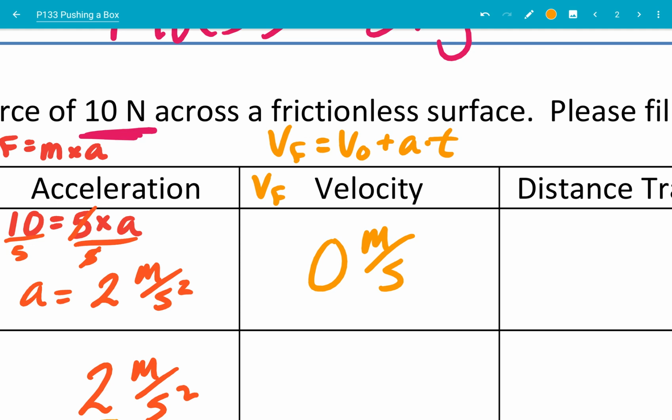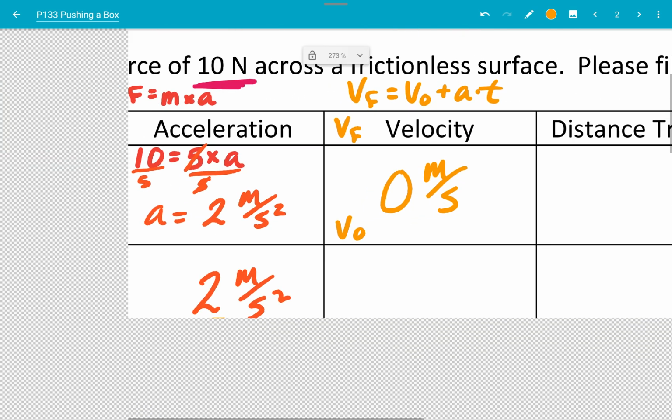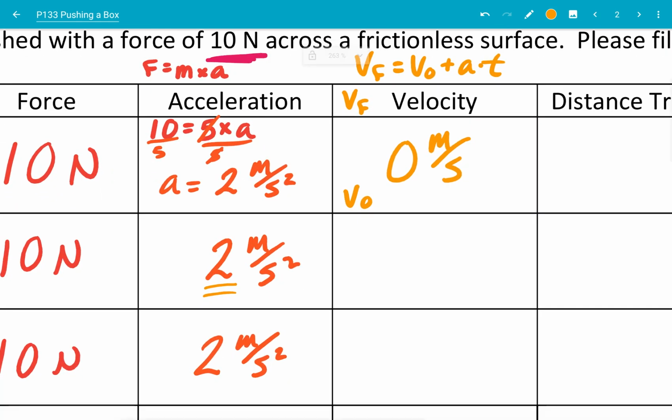So this first box, when velocity is 0, hang on. Something happened. This first box. No, what happened to my pen? Good. This is our initial velocity. Okay, when time is 0, that's our starting velocity.